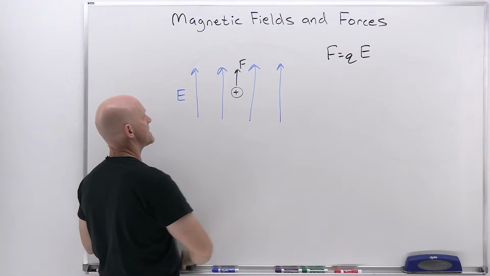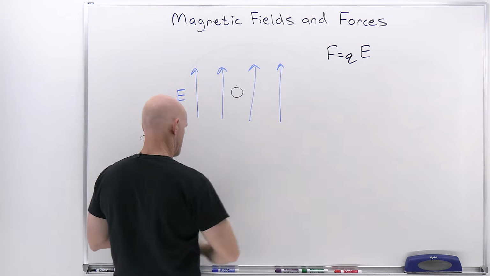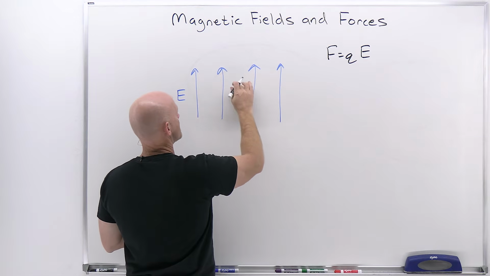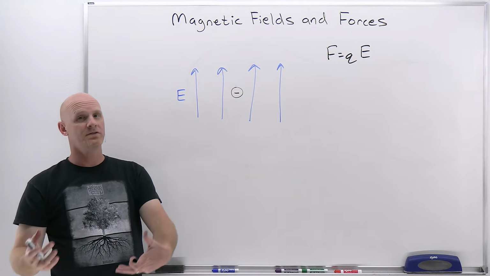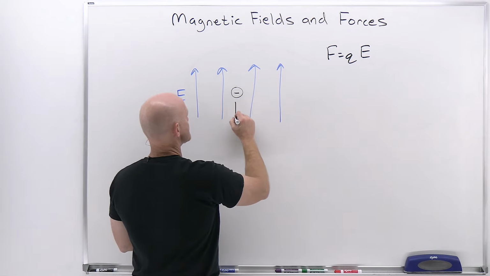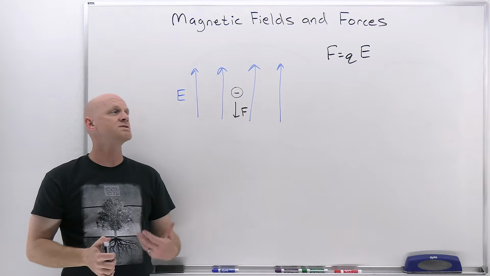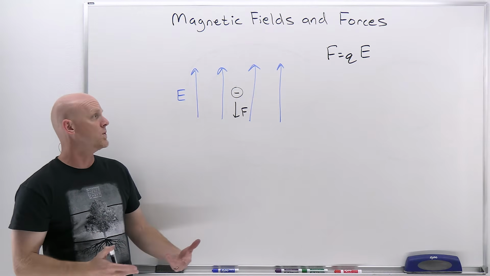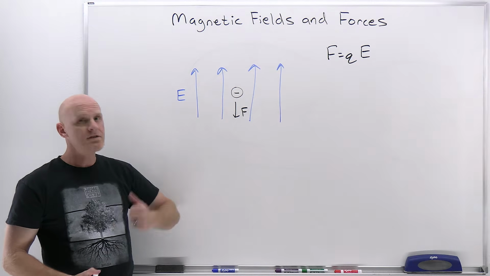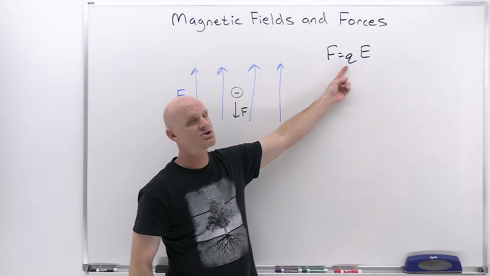What if I swap that positive charge out and now make it a negative charge instead? For a negative charge, the force is in the opposite direction. It's always in the opposite direction as the electric field. So in this case, the force would be pointing down. For a positive charge, the force is in the same direction as the electric field. For a negative charge, it's in the opposite direction. Cool. But the only thing a particle must have in order to feel this force is charge.